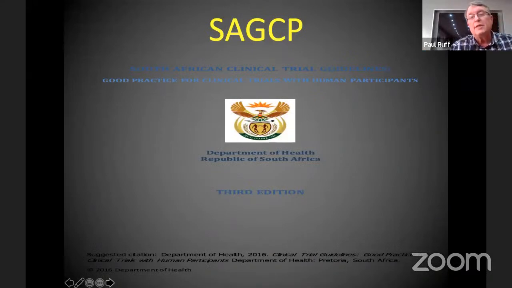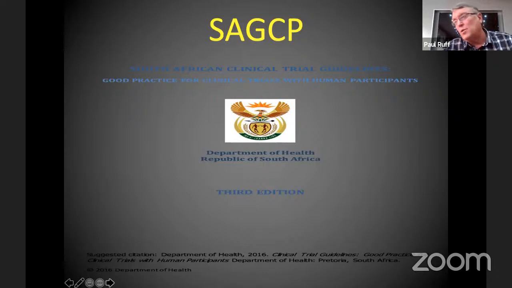SAGCP, as I mentioned, this is what exists. South African Clinical Trial Guidelines, good practice for clinical trials with human participants. And as I said, unfortunately, the document that's still being used is from 2006. Hopefully the new one will be published very soon. I've been pushing for them to get all the paperwork done so it can come out, because all the work has been done. But unfortunately, as everyone knows, COVID has thrown everything out. But this should be available quite soon.